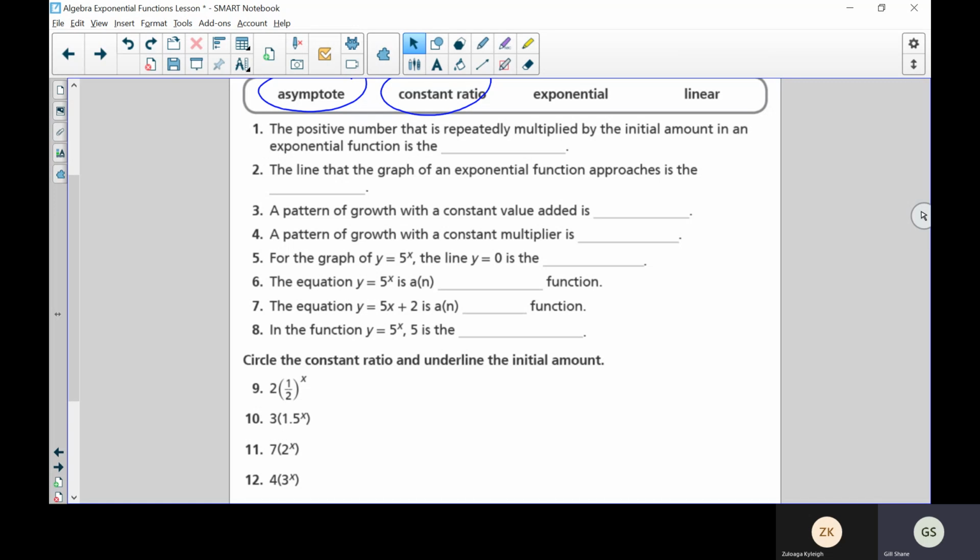All you're doing is you're circling the constant ratio and then underlining the initial amount of each one. So each one of these will circle something and underline. Circle something and underline. Circle something and underline. Like that.